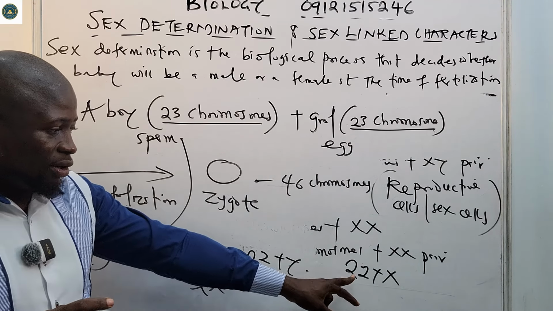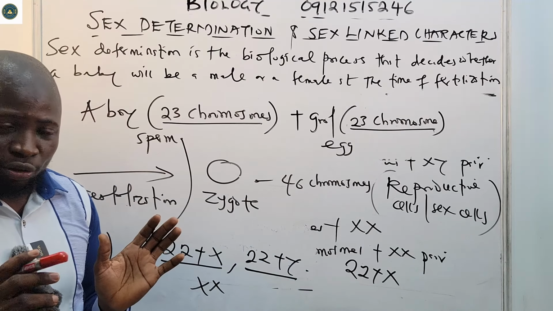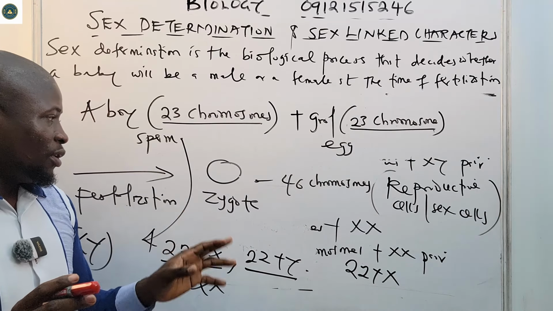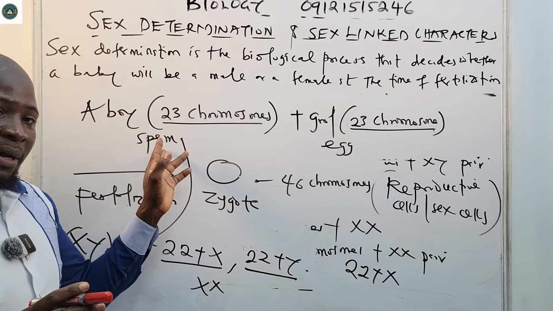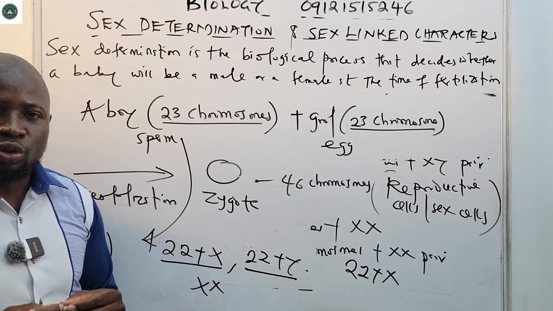Now, the ladies, or the egg, will have 22 plus X. That is the only option. So the females contribute only 22 plus X, while the male, or the sperm, will have 22 plus X or 22 plus Y.